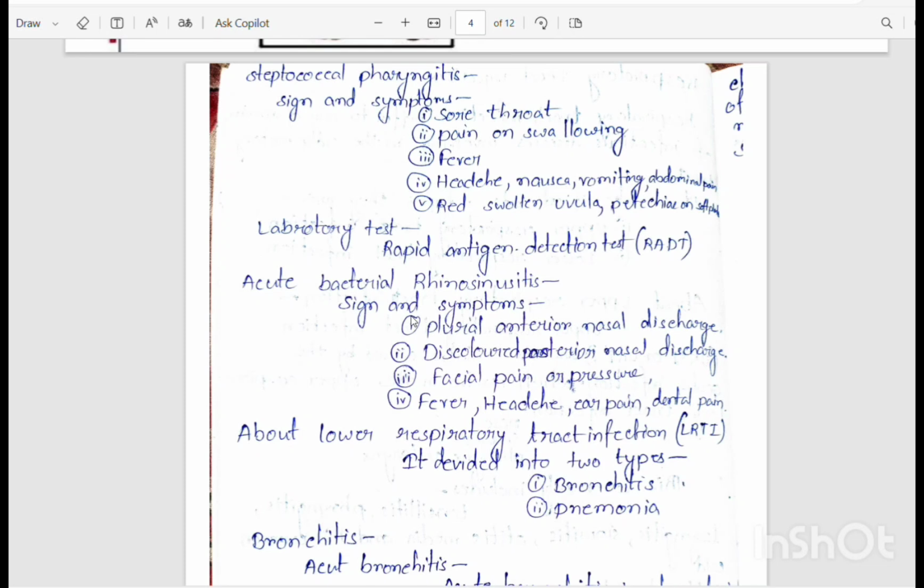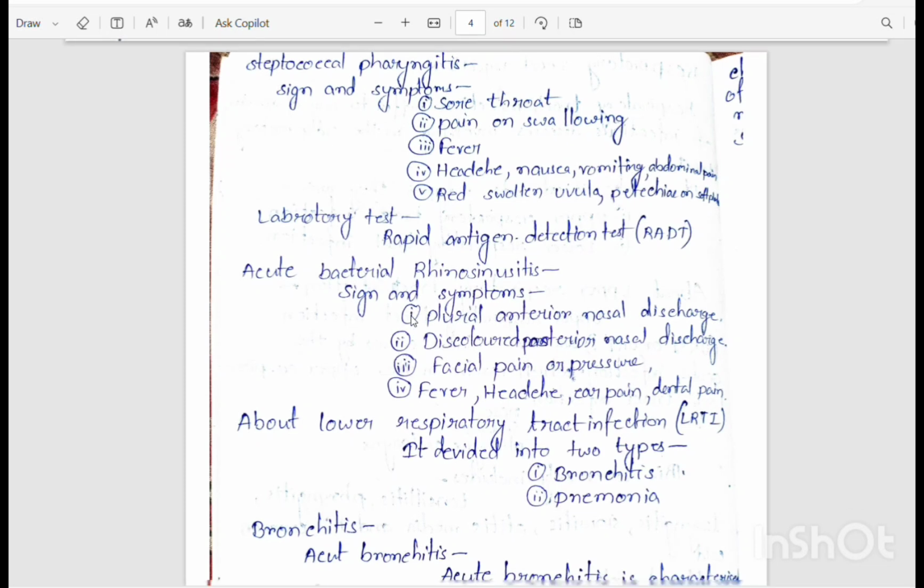Then we will move to the symptoms of acute bacterial rhinitis. The symptoms of acute rhinitis are purulent anterior nasal discharge, discolored posterior nasal discharge, facial pain or pressure, and fever can also take place, along with headache, ear pain and dental pain on the attack of bacterial rhinitis.